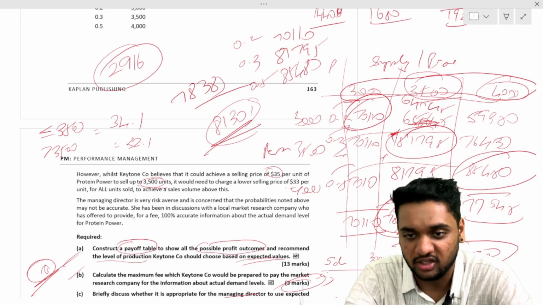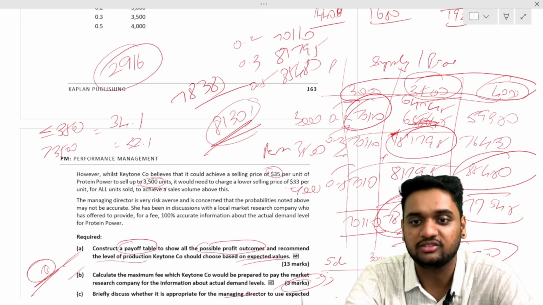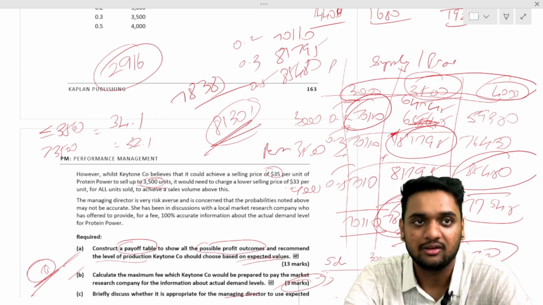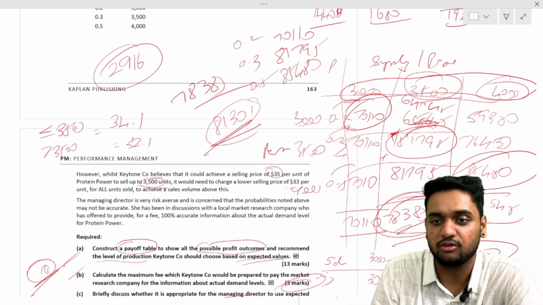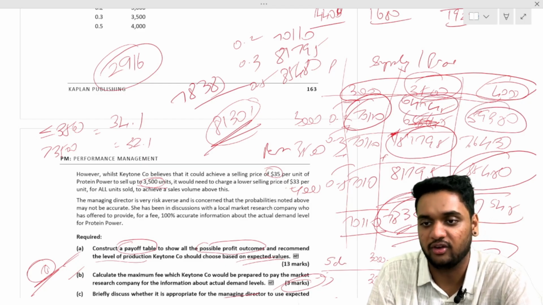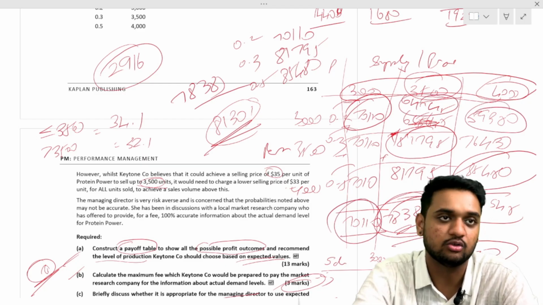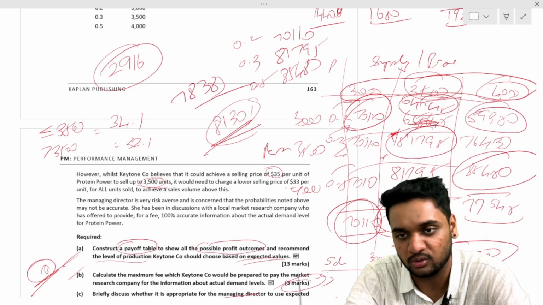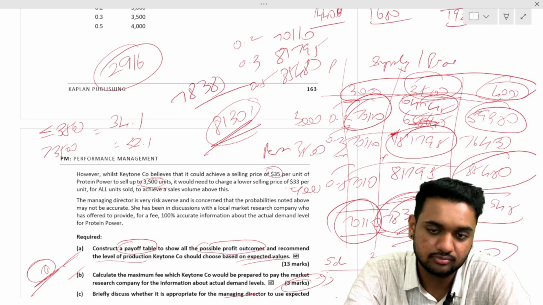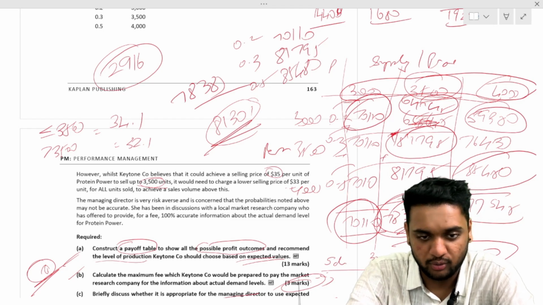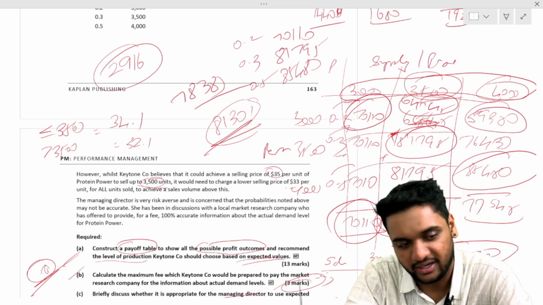Maximin: take the minimum of everything. For 3,000 you get 70,110. For 3,500 you get 64 something. For 4,000 you get 59 something. The maximum of the minimums is 70,110. So you will choose 70,110, that is 3,000 units. Understood, all of you? If you write a question like this, you will get 20 marks.